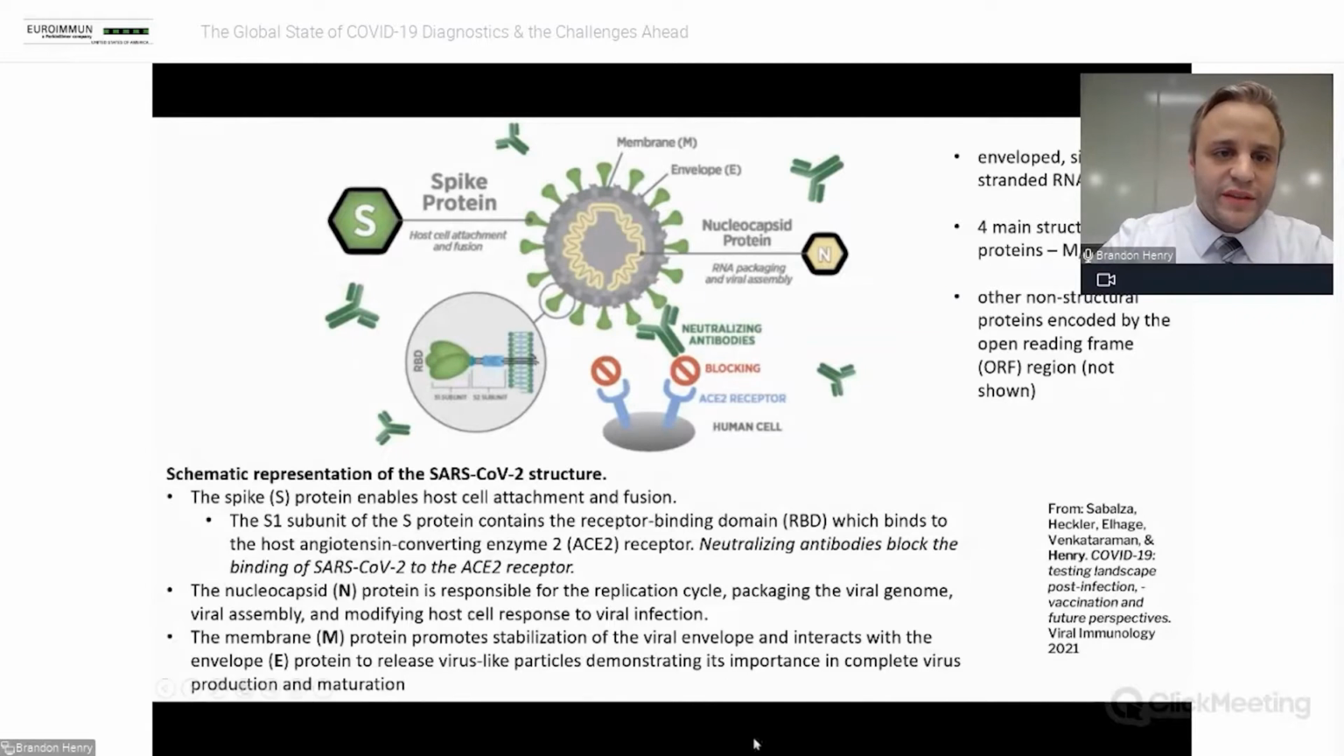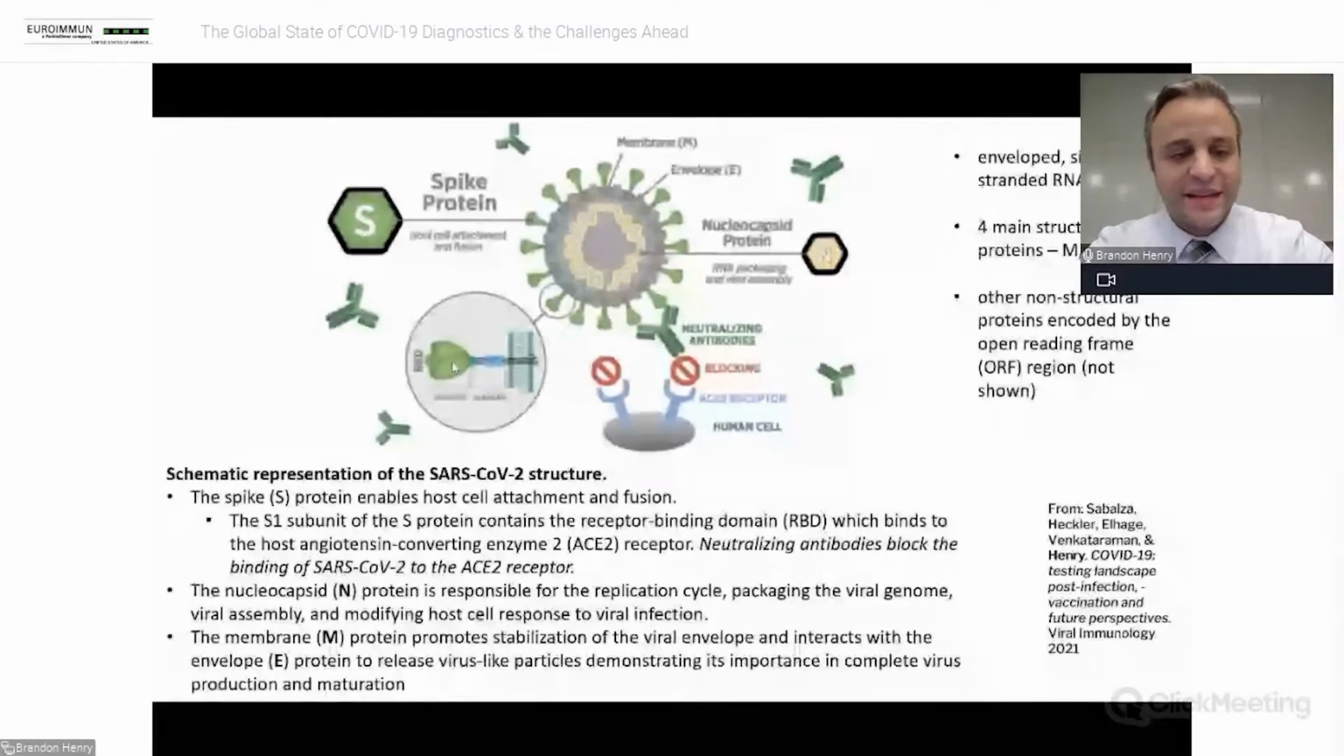So here we have the structure. We're going to start with talking a little bit about the spike protein because it's an antigenic target for many assays. The spike protein is what enables host cell attachment and fusion. The S1 subunit of the protein, which you can see here, contains the receptor binding domain, which binds to the host angiotensin converting enzyme receptor. Neutralizing antibodies block the binding of the virus to the ACE2 receptor.